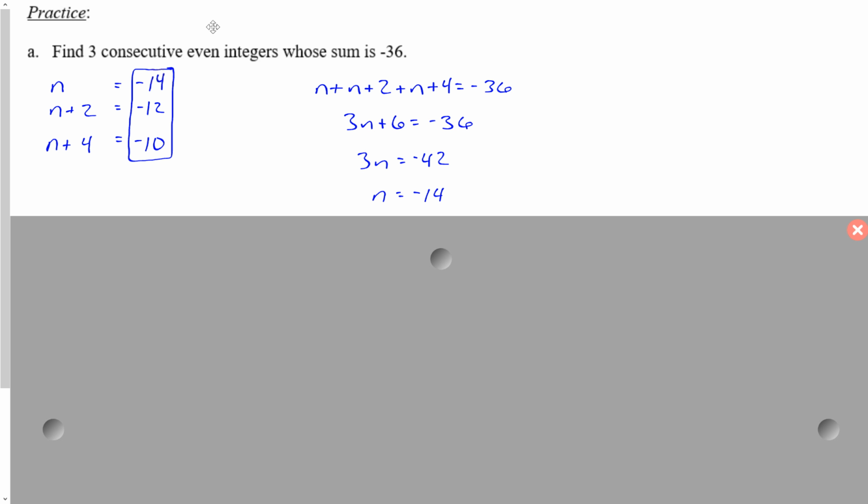And then we just go through our solving. We combine like terms, subtract the 6 from both sides, divide each side by 3 to get negative 14. Using that now, and basically plugging it into those 3 variable terms, you would find that your 3 consecutive even integers are negative 14, negative 12, and negative 10.